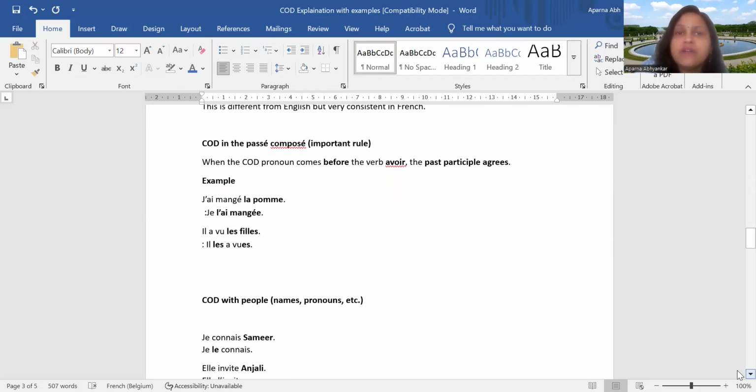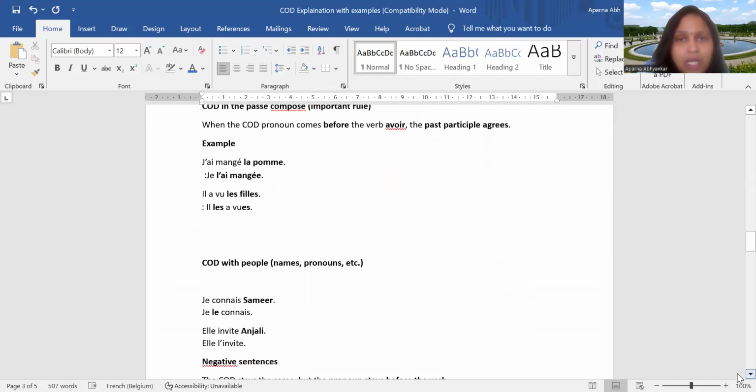Now what if there is passé composé in COD? This is a very important thing because here there is accord du participe passé. There is agreement. So let's see what happens there. When the COD pronoun comes before avoir, the participe passé, or past participle, agrees. Let's see one example.